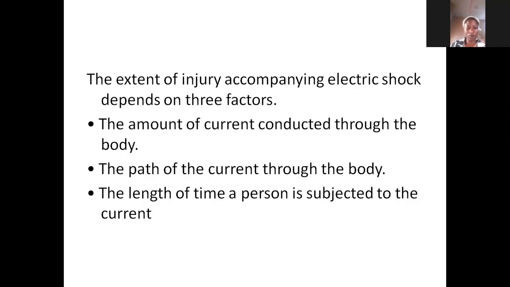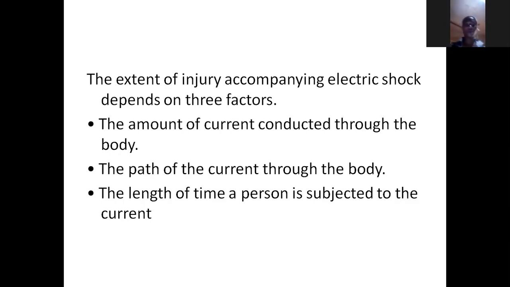If you are trying to do something in your house and you mistakenly touch the wire, you feel jittery. That's a little shock. But if you go and touch a transformer, you become badly shocked. The second one is the path through which the current passes through your body. The current pathway can also determine how you get shocked.